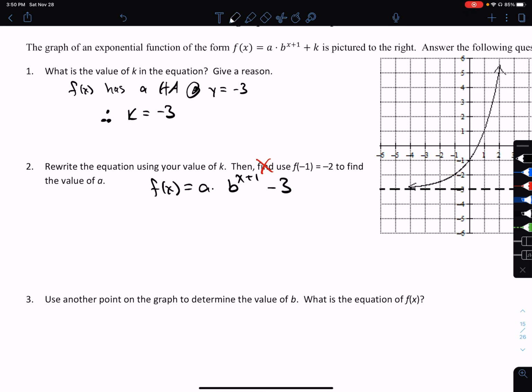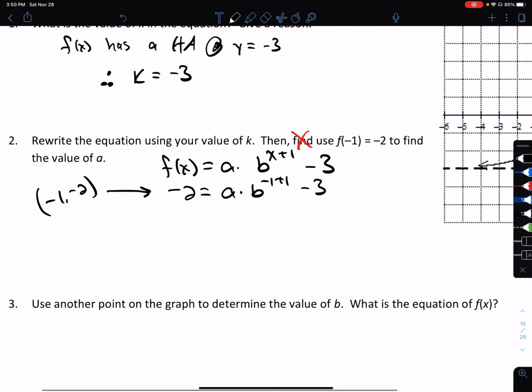So if we replace, let's be specific here. We're going to use -1, -2. So we're replacing f of x with -2. We don't know what a is. We don't know what b is. Putting -1 in for x. Now, at first glance, you're like, well, this is not going to be helpful. There's two variables. But check out what happens.